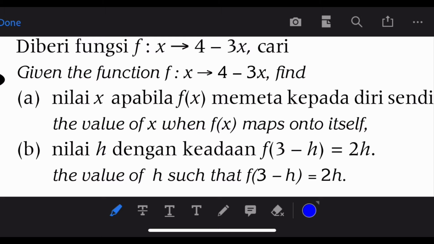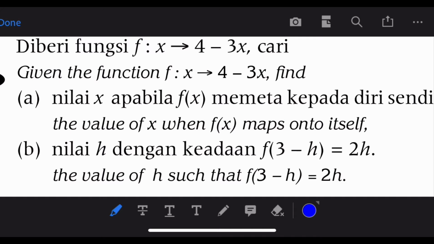Given the function f(x) equal to 4 minus 3x, find the value of x when f(x) maps onto itself. For this one, you must understand the meaning of "maps onto itself." Many students cannot understand the term "maps onto itself." So I'm going to explain to you now. Make sure you really understand, okay?